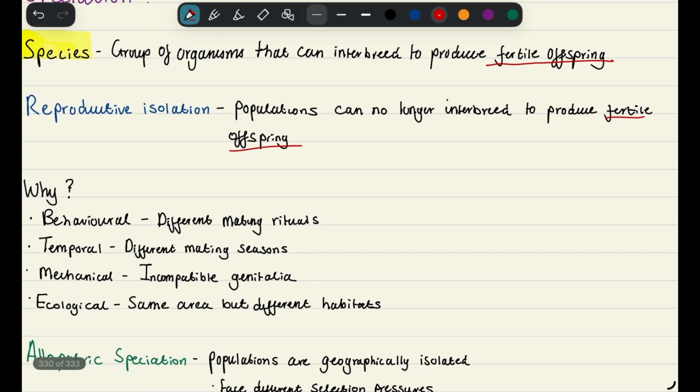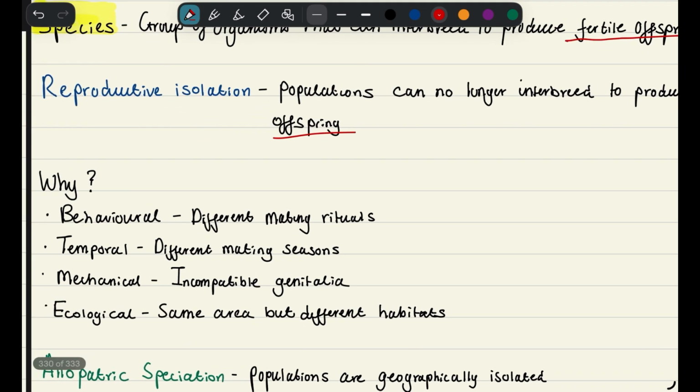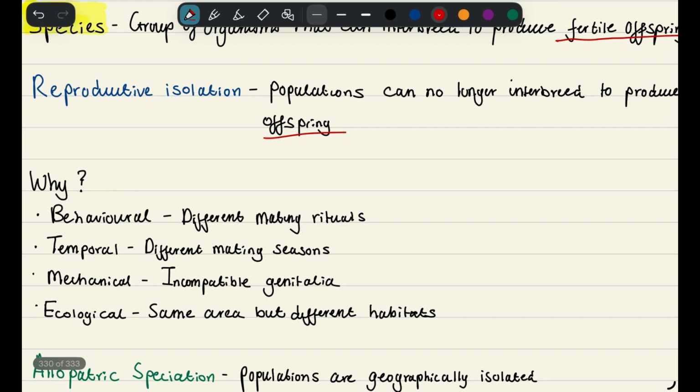So again, this fertile offspring is coming up. Yeah? We need to think, why does speciation happen, right? Well, it's because of reproductive isolation, and that can happen in a bunch of different ways. So we have behavioral, different mating rituals, right? Temporal, different mating seasons. Mechanical, incompatible genitalia. And ecological, maybe they live in the same area, but they have different habitats. So you could maybe get this in your deep sea creatures, where they might live at different depths of the sea based on oxygen requirements and everything like that. But these are going to be your main reasons why reproductive isolation occurs.